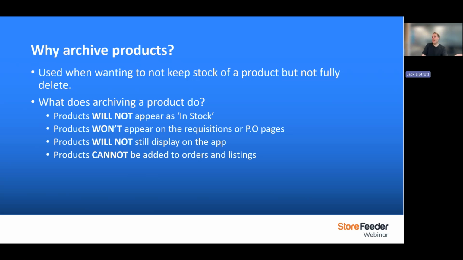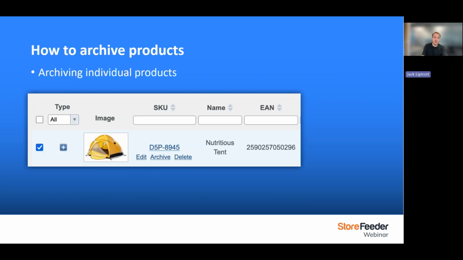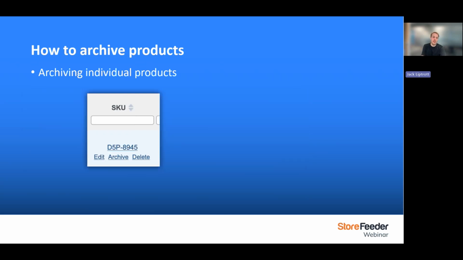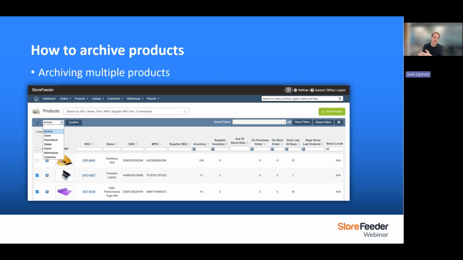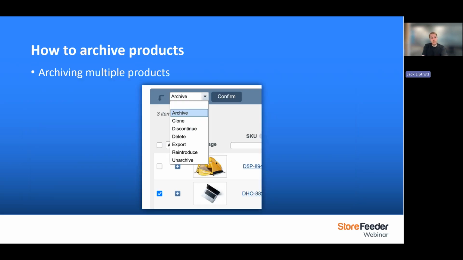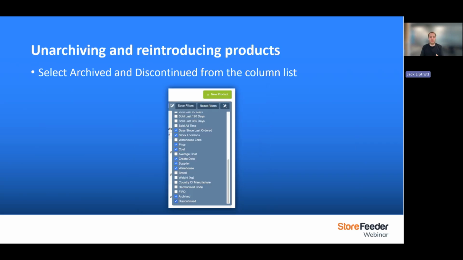So it's one step away from deleting the product, but you've still got the option to bring it back if you need to, and you've got any data that relates to it still in the system. To archive a product, you can do it in two ways. You can archive individual ones by hovering over the SKU on the manage products page and clicking archive, or in the exact same way as you would discontinue products in bulk or multiple ones. You just select them, but this time select archive from the list, and that will move them to the archive section. It is possible to unarchive products or reintroduce discontinued ones if you want to.